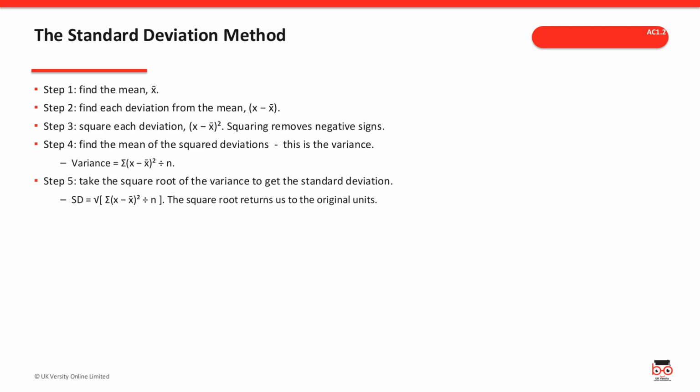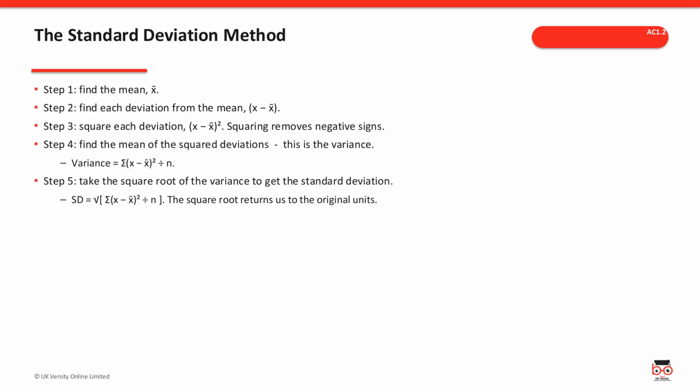Step 1, find the mean, x bar. Step 2, find each value's deviation from the mean. That's x minus x bar. Step 3, square each deviation, (x minus x bar) squared, which conveniently kills off the negative signs.